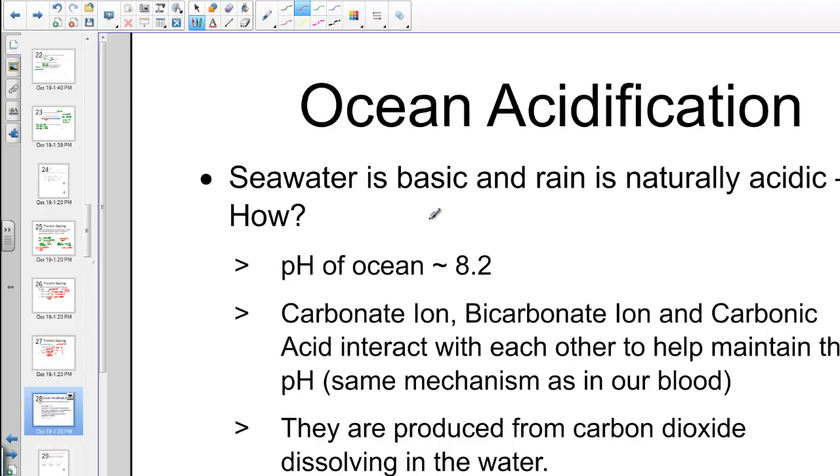This makes a great place to pause our second lesson. We'll come back when ready, talking about ocean acidification.